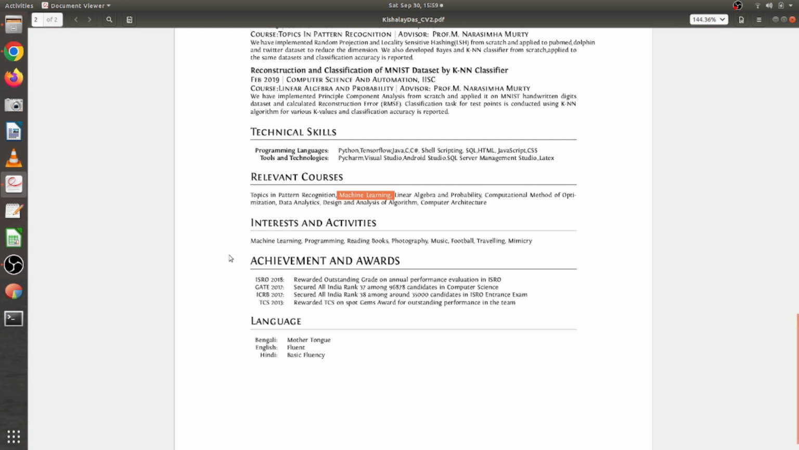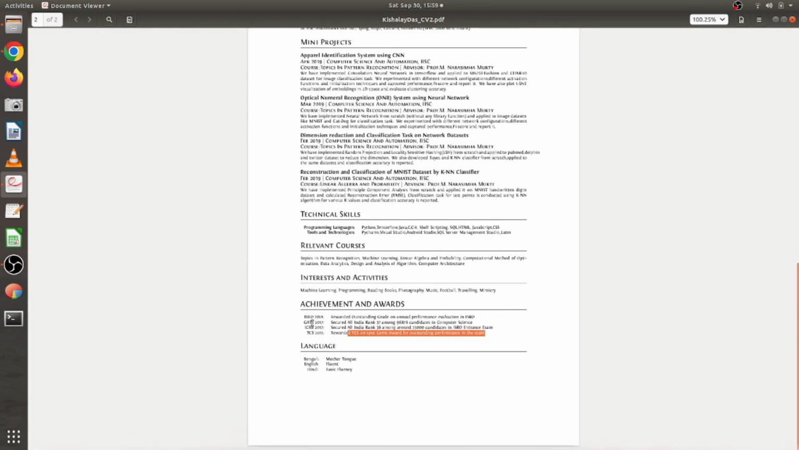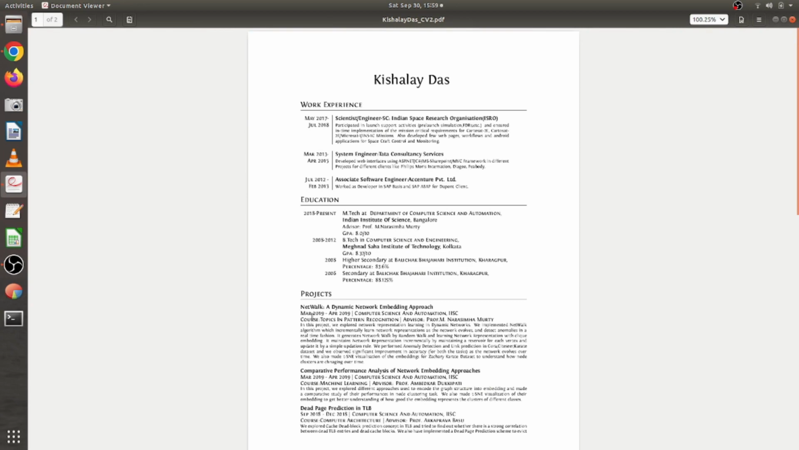And finally, I was saying that at the end of the CV, you should talk about your interests and activities, and different achievements or awards that you have gained both academically and professionally. And finally, whatever languages you are comfortable with. So this is how my 2-page CV looked, which I prepared for my placement session at IISc during my MTech. That's it about this video.